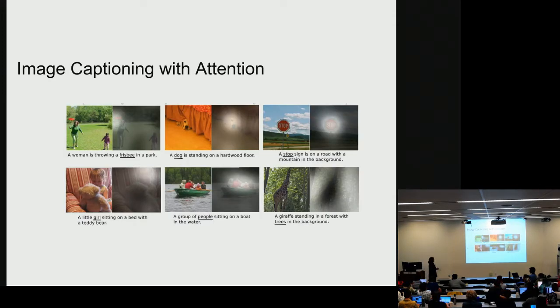And I want to show a couple more examples that hopefully help a little bit. The attention basically gets the frisbee. Somehow it found the dog here. The stop sign. A little girl, I don't even know how they can figure out it's a girl, because I can't tell if it's a girl or boy. Sitting on the bed with a teddy bear. A group of people sitting on a boat in the water, so the people are the attention part. I can barely tell it's a giraffe myself, but I'm horrible with animals. I guess that's not a surprise. With trees in the background. So there are trees, which is basically getting attention. But the idea is just putting weight on features. That's all.